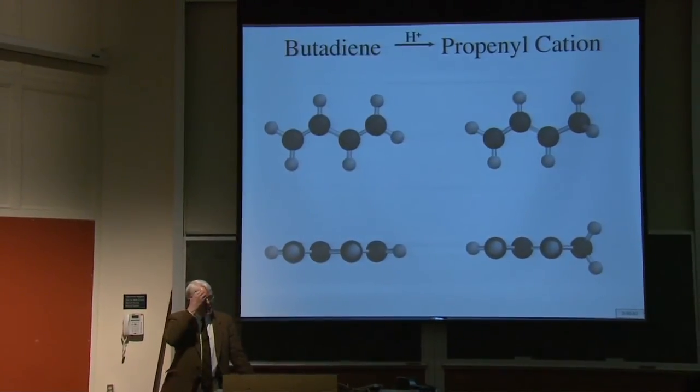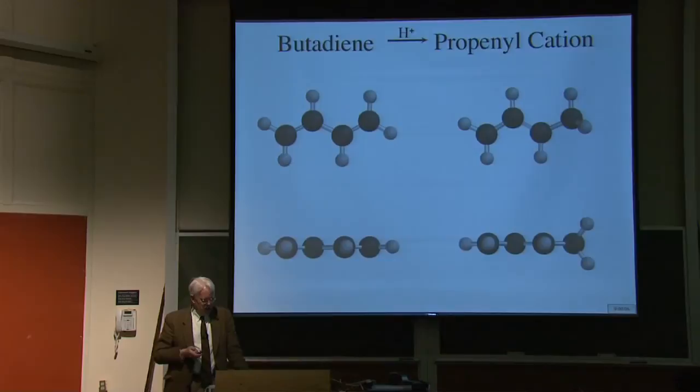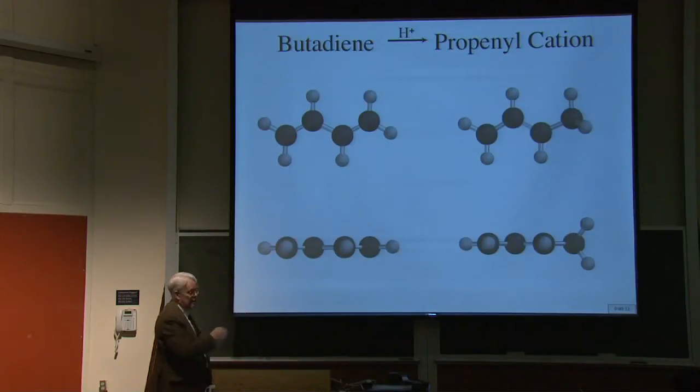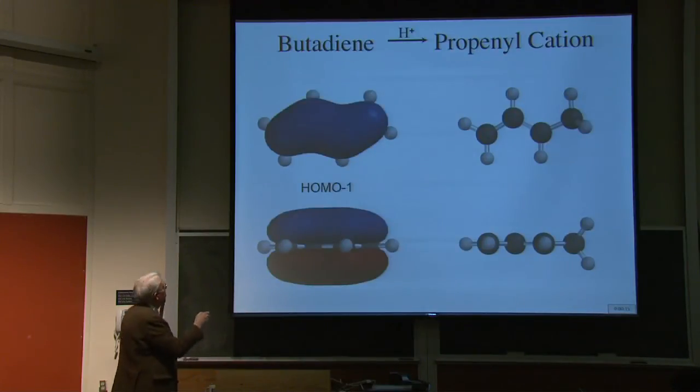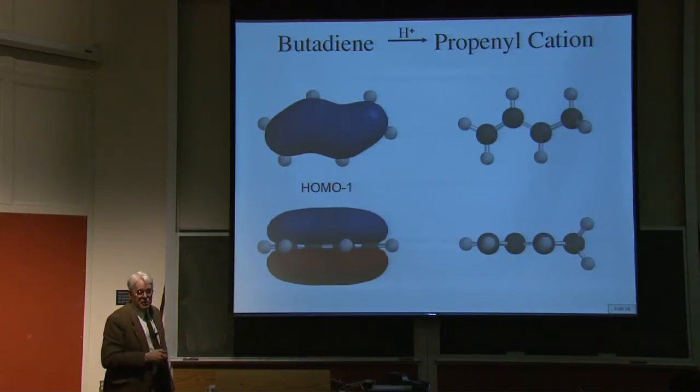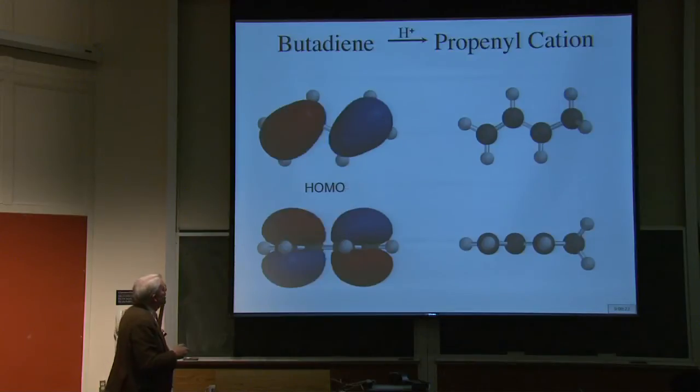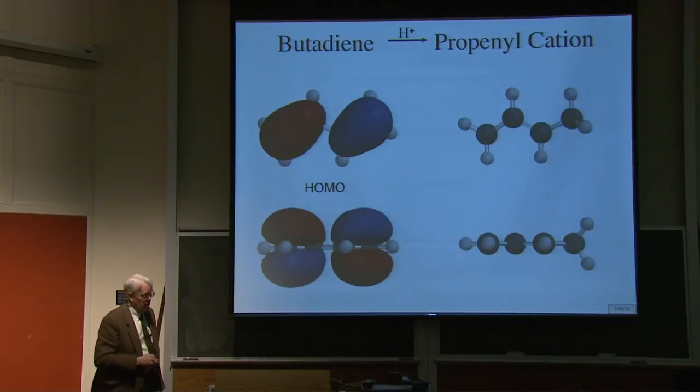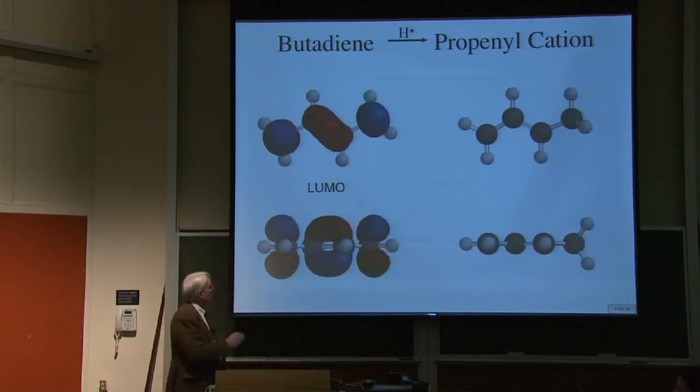Okay. Let's look at the orbitals that are involved in this just for fun quickly. Here's a top view down on the 4 p orbitals of the butadiene, and here's the side view, right? So here's the HOMO minus 1. That's the favorable combination of those 4 p orbitals. And here's the HOMO. That's the unfavorable combination. It's pi on this side, but unfavorable between them. The LUMO has 2 nodes among the 4 p orbitals.